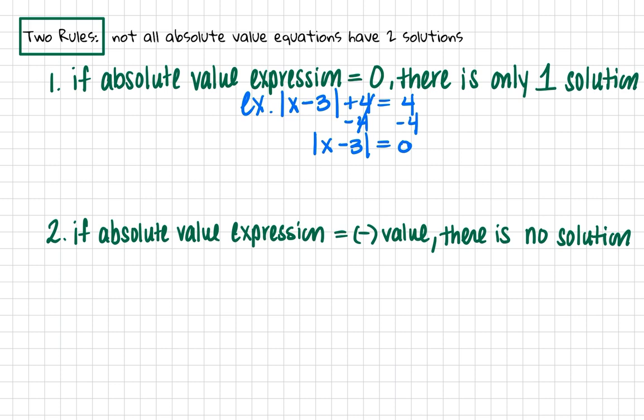So then I can take this bracket out and do x minus 3 is equal to 0 and solve for the variable. So x is equal to 3. And in this case, I only have one solution.